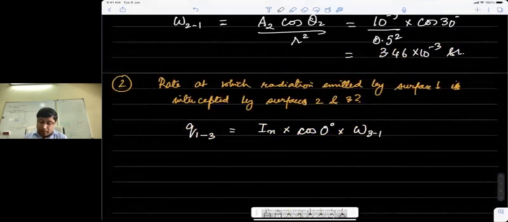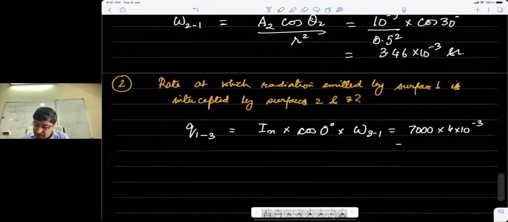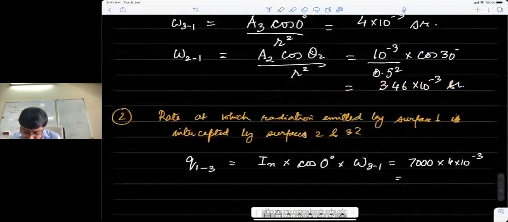So that would be the amount of radiant energy reaching surface 3 when leaving from 1. Now you can plug in values and see that this is 7,000, cosine 0 is 1, and this was 4 into 10 to the power minus 3.